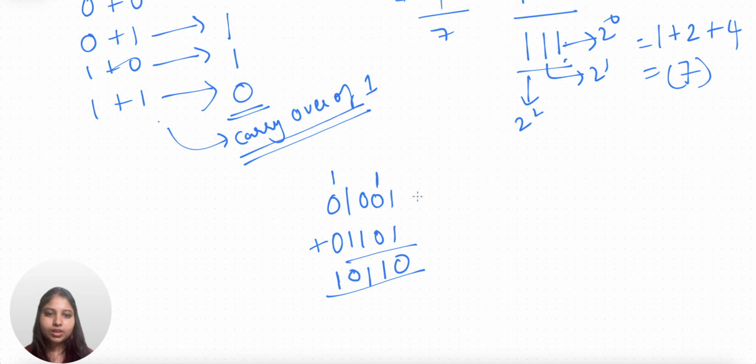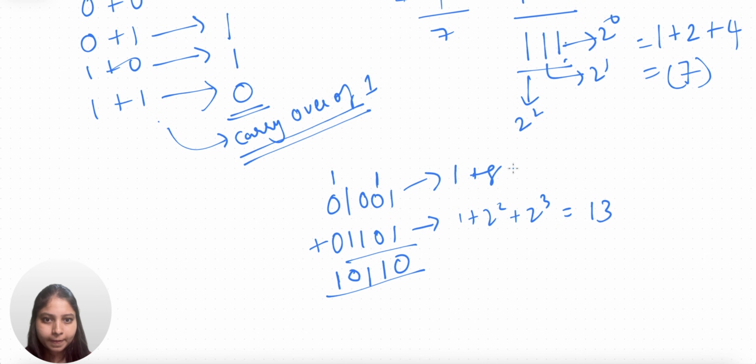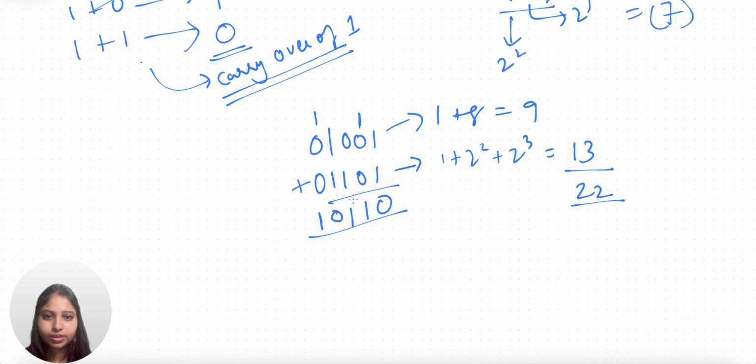So for 1001, let us just verify what kind of value it is, so that we can compare this with a decimal value. This is going to be 2 power 3, which is basically 8, plus 2 power 0, which is 1. So in this case we have a 9. And 1101 is going to be 8 plus 4 plus 1, so 13. So 9 plus 13, I should be getting 22. Let's just see if we are getting exactly 22 on the binary addition as well.